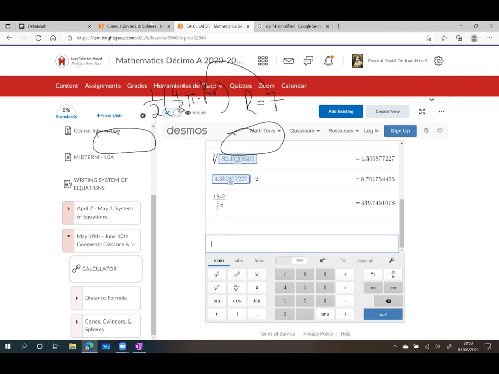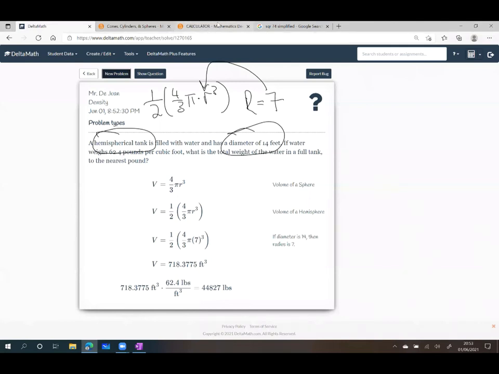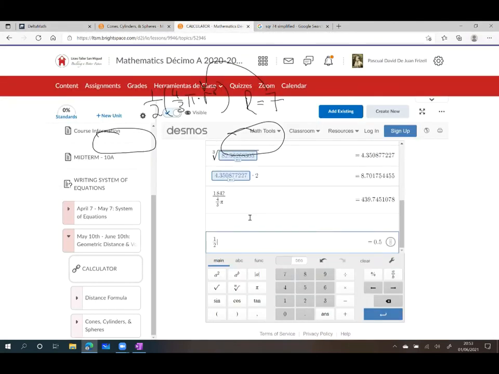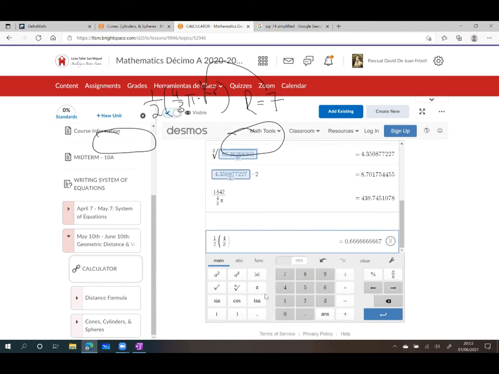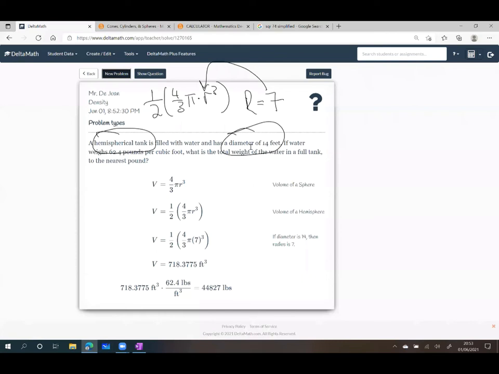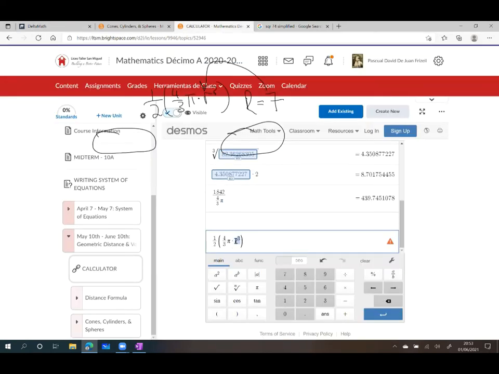Okay, so if we use 1/2 of 4/3, let's type that in: 1/2, brackets, 4 divided by 3, brackets, pi times r to the power of 3. That's where we made the error last time. So what is it that we're being given in r? R is clearly going to be 7 because the diameter is 14 and the radius is always half of that number. So we're just going to change the r right down here for 7. There we go, and there is the volume of a hemispherical shape.